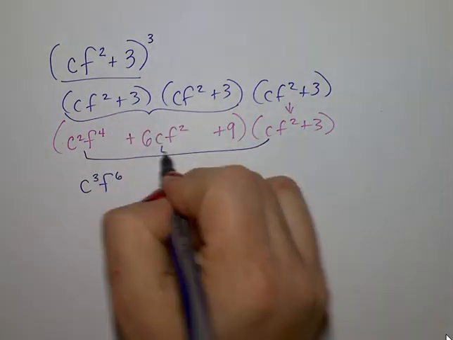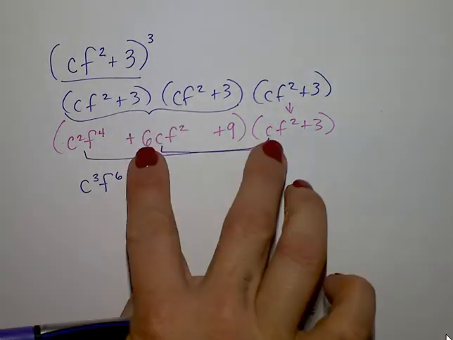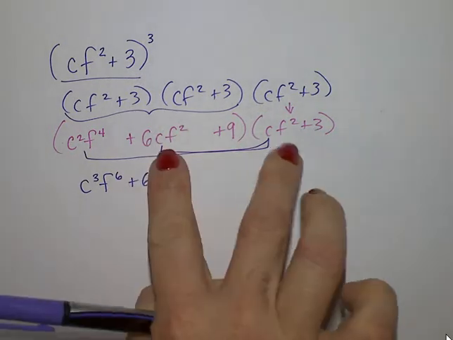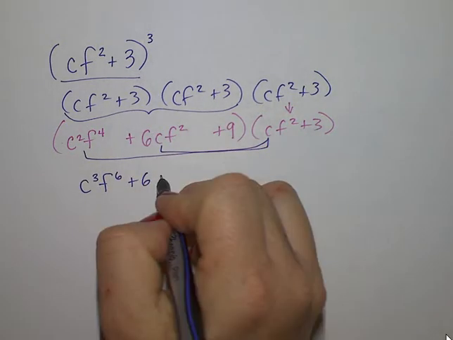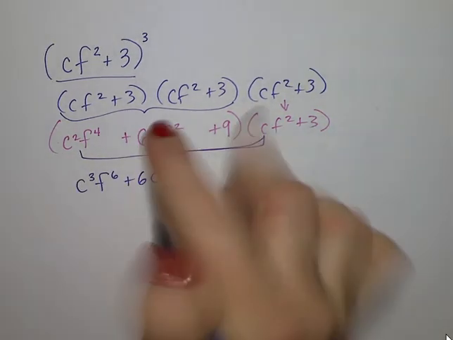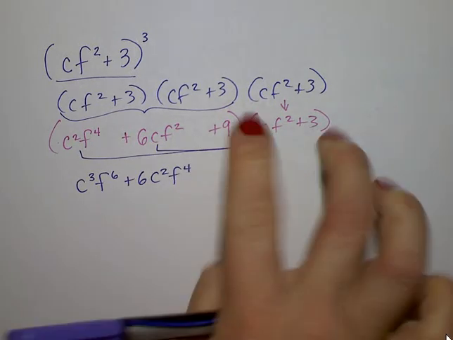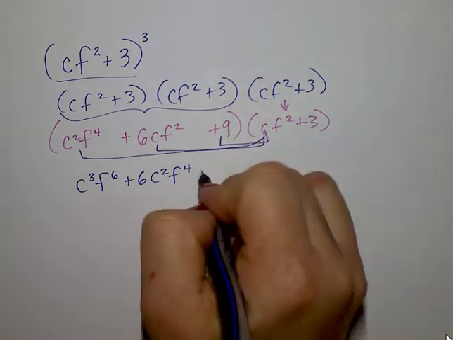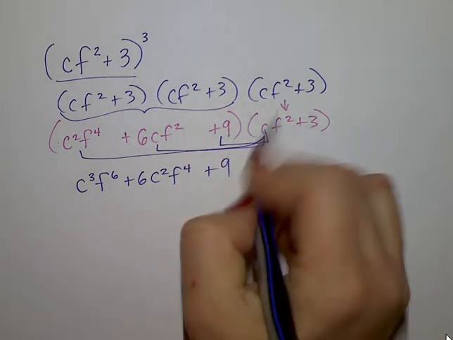Next one, 6. I see 2 c's, you add the exponents, it's c squared, f to the 4th. Plus 9 cf squared.